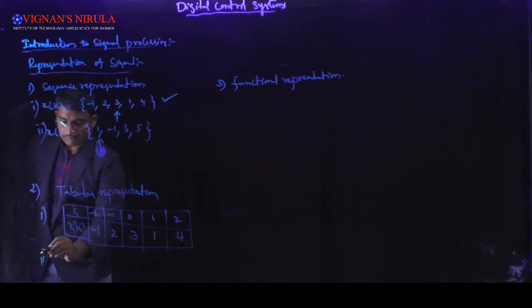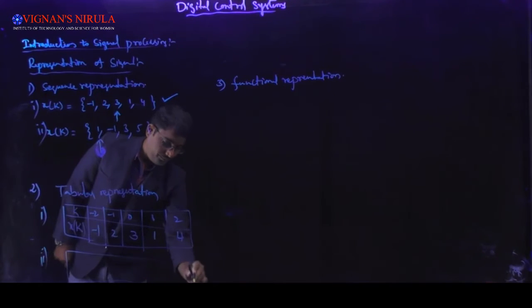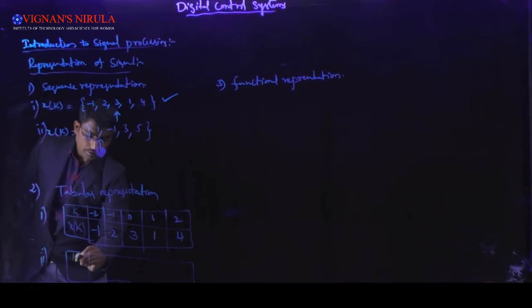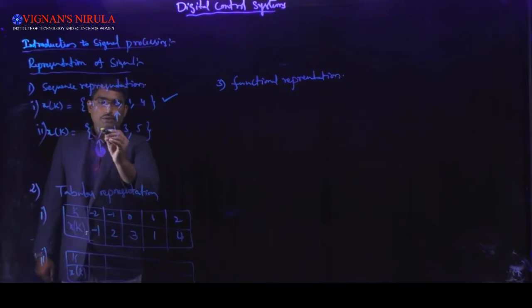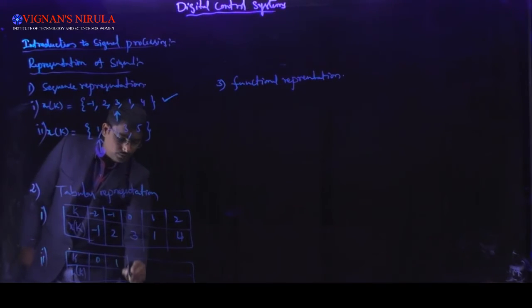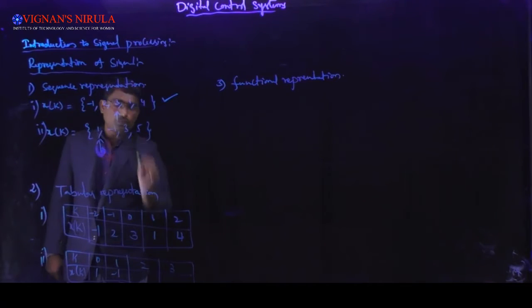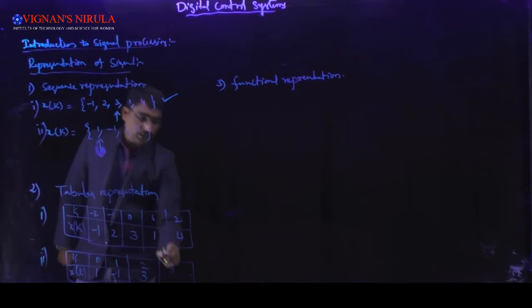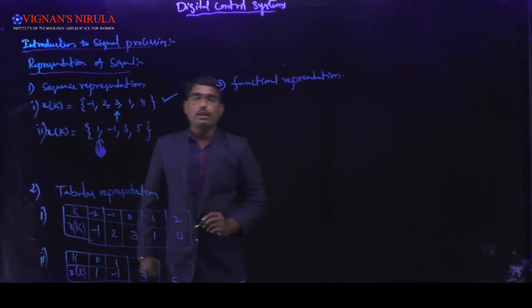Next, if we represent the same second signal in tabular representation, see here, k and x of k. This is a positive signal, so k equals 0, 1, 2, 3. For k equals 0, x of k is 1. For k equals 1, x of k is -1. For k equals 2, x of k is 3. For k equals 3, x of k is 5. This is how we can represent a given discrete time signal in tabular representation.